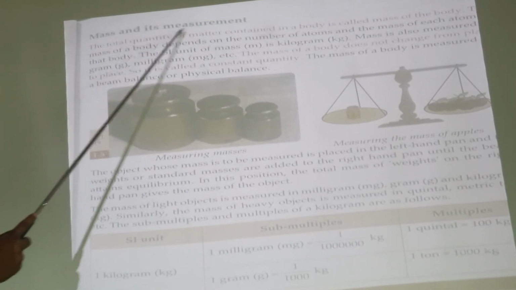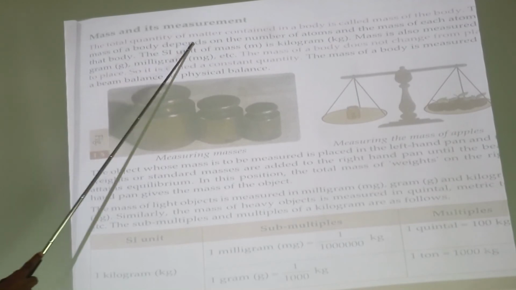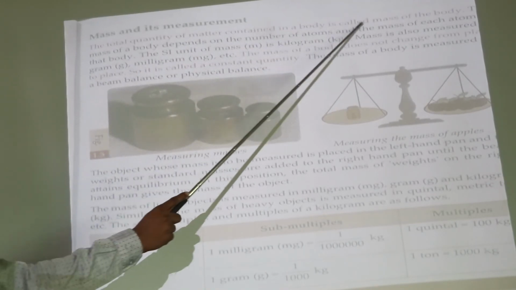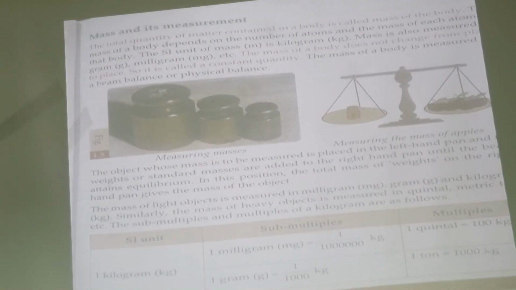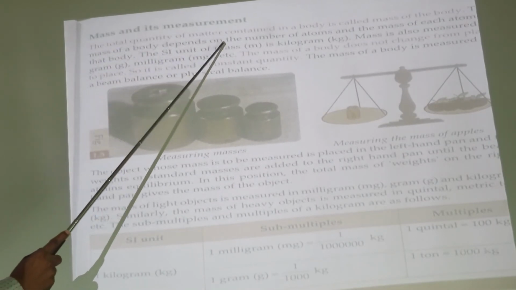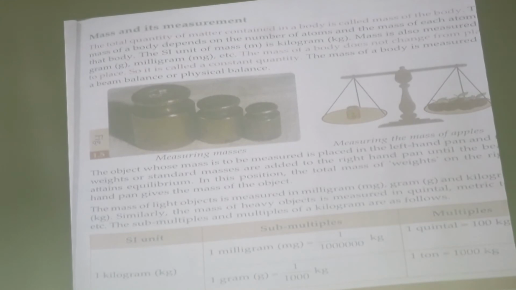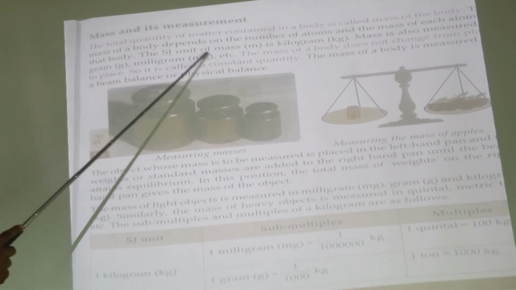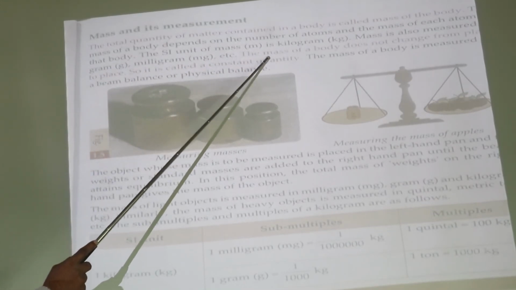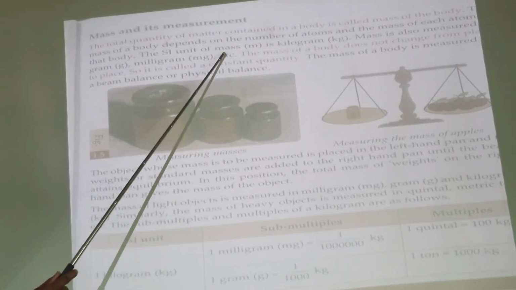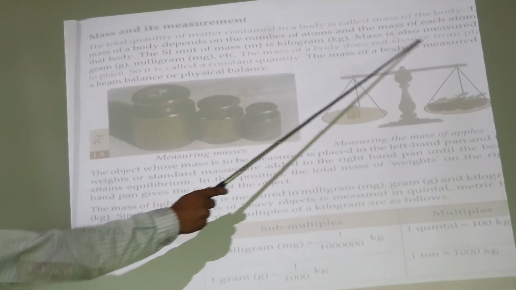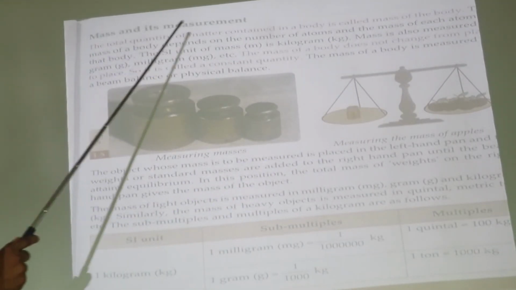Now, mass and its measurement. The total quantity of matter contained in a body is called the mass of the body. The mass of the body depends on the number of atoms and the mass of each atom of that body. The SI unit of mass is kilogram. Mass is also measured in gram, milligram, etc.